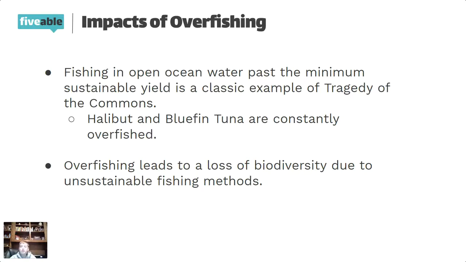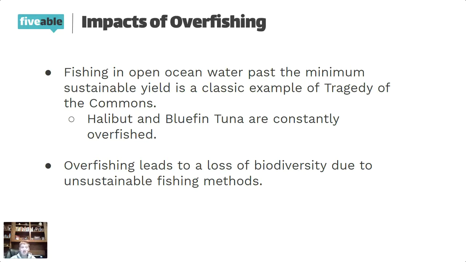The halibut and bluefin tuna are the ones that are easiest to write about. You can write about bluefin tuna in sushi. Halibut is a common food used in England for fish and chips. They fish that one off the coast of England and France constantly. Those are two easy ones that if you ever have to write about overfishing, you can, and it's no problem. And also, overfishing leads to a loss of biodiversity due to unsustainable fishing methods.